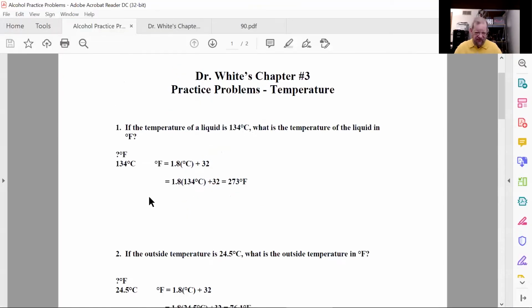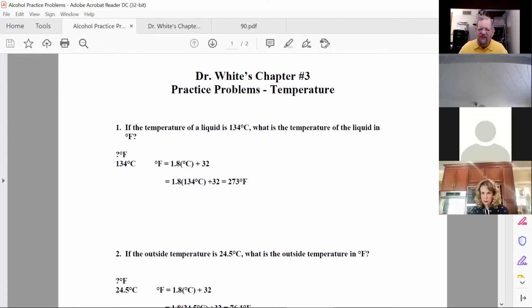And if we look at the first one, one of the things I like to do when I solve a problem is determine what am I given, what am I trying to find. Again, one of the things Dr. White likes to do, and I've taught my students, and this has worked well for them, is read the problem and then put down on your paper what you are trying to find and what you are given. So if we look at number one, everybody see practice problem temperature on there? Thank you.